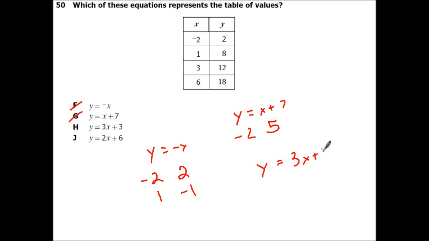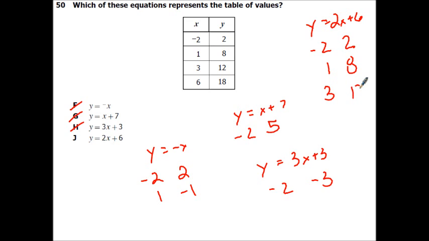3x plus 3. So negative 2 times 3 is negative 6. Negative 6 plus 3 is negative 3. So that didn't work. And your last one, y equals 2x plus 6. So negative 2 times 2 is negative 4. Negative 4 plus 6 is 2. 1 would give me 2 plus 6, that'd be an 8. 3 would give me 6 plus 6 is 12. And 6 would give me 12 plus 6 is 18. So that was the only one that worked.